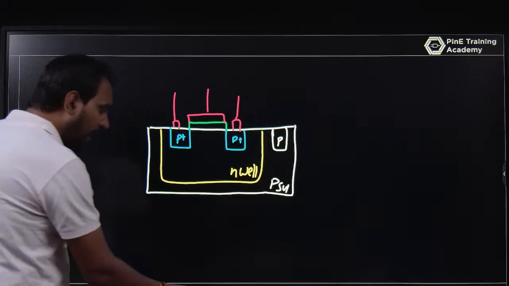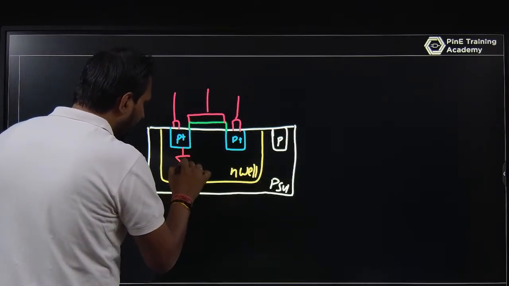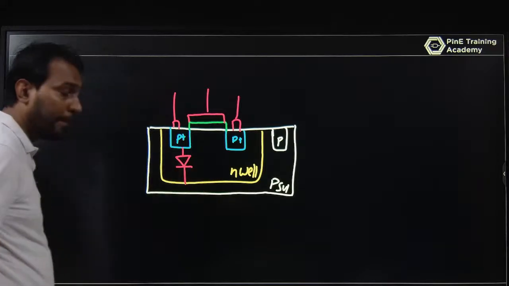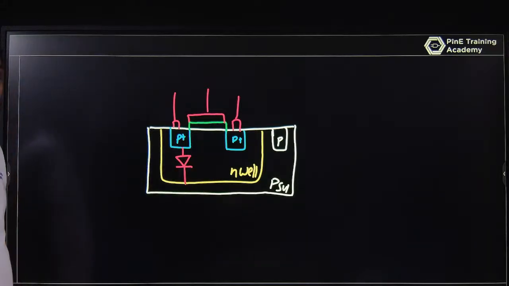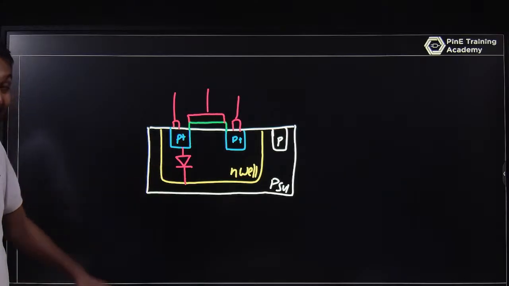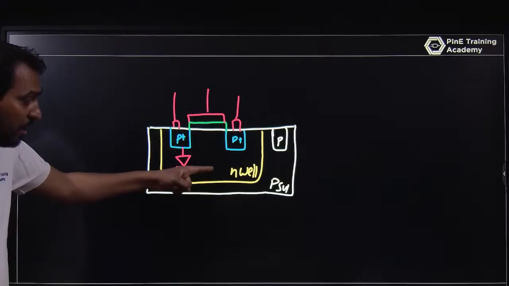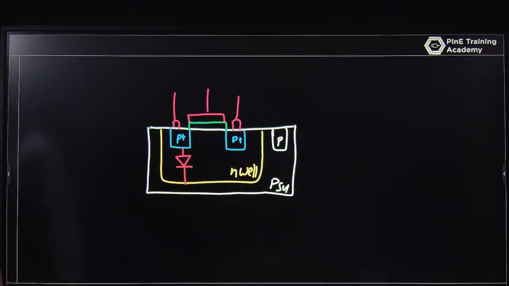So if you are looking at this, this is P and this is N. Is it okay? So this is P and this is N. The body terminal is N. The body terminal on PMOS is N-well.